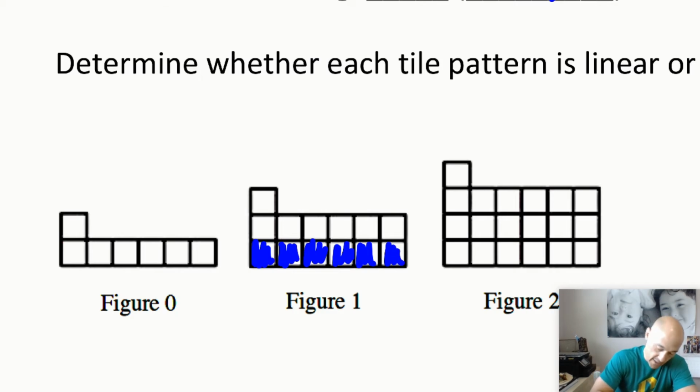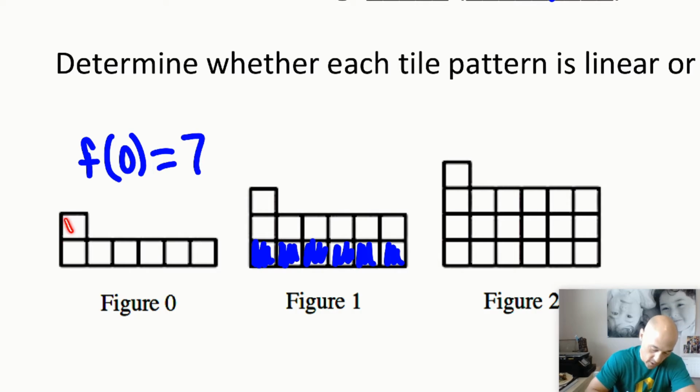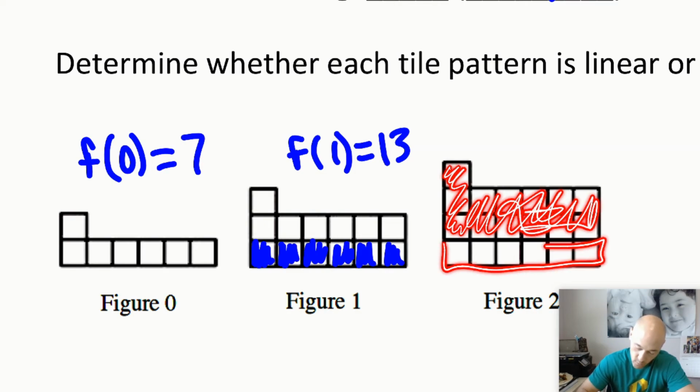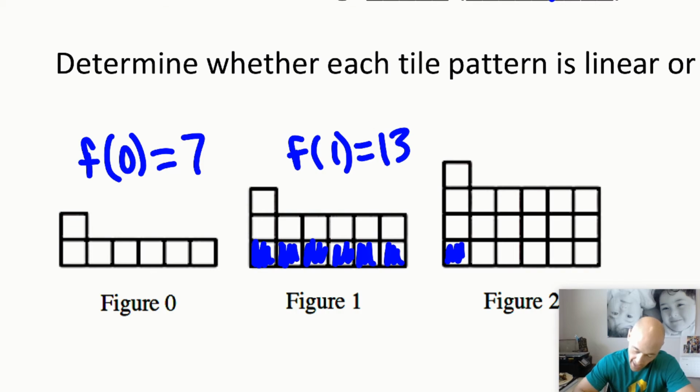And then the other thing I can do is say figure 0 has 7, because 1, 2, 3, 4, 5, 6, 7. And figure 1 has the 7 plus the 6, which is 13. So these are all the tiles that were in figure 1. So we're adding these ones in figure 2. So it looks like we're adding these 6. So figure 2 has the 13 plus the 6, which is 19.